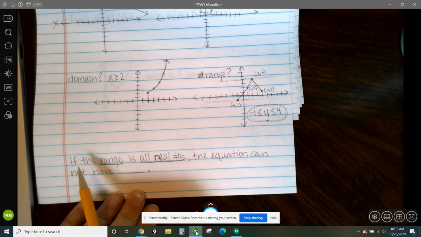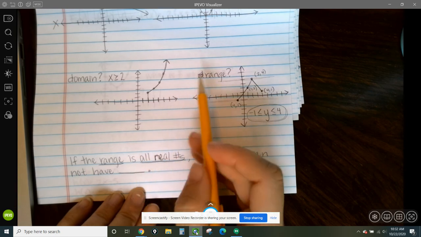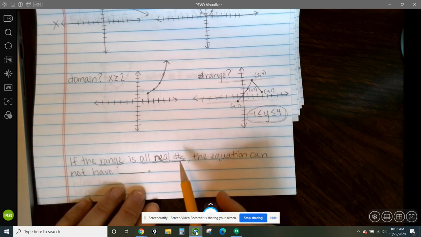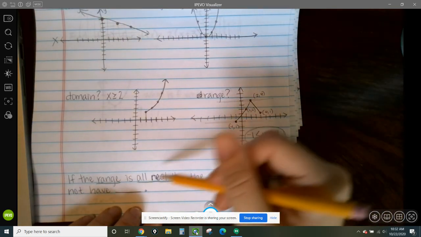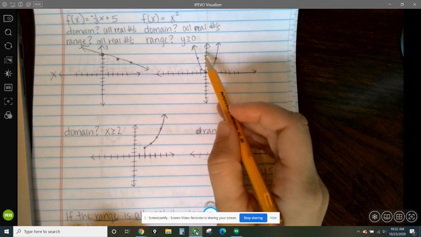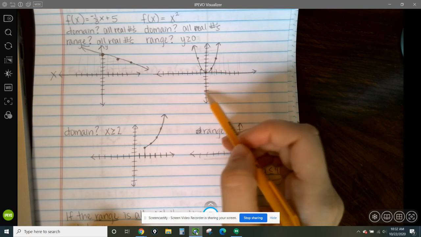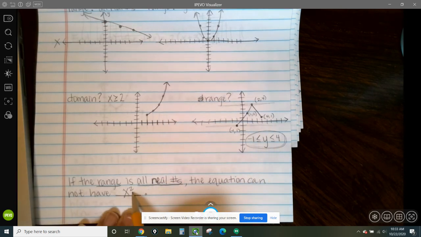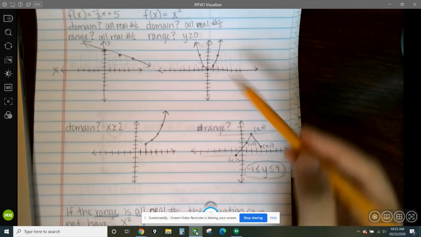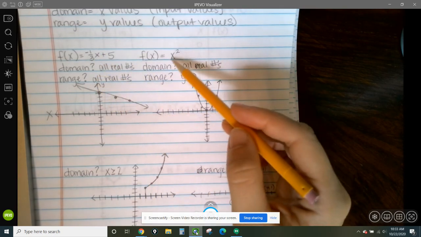Okay, if the range is all real numbers, the equation cannot have what? So range means y values. So if the range is everything, like all the y values can be included, you cannot have something like this. Remember this x squared? When I had an x squared, that excluded all of these lower values here. So I'm going to write in here, right here, x squared. You could not have this x squared if the range is going to be all real numbers. The only way that the range, the y values, is all real numbers is if we have a linear function, or not having an x squared.